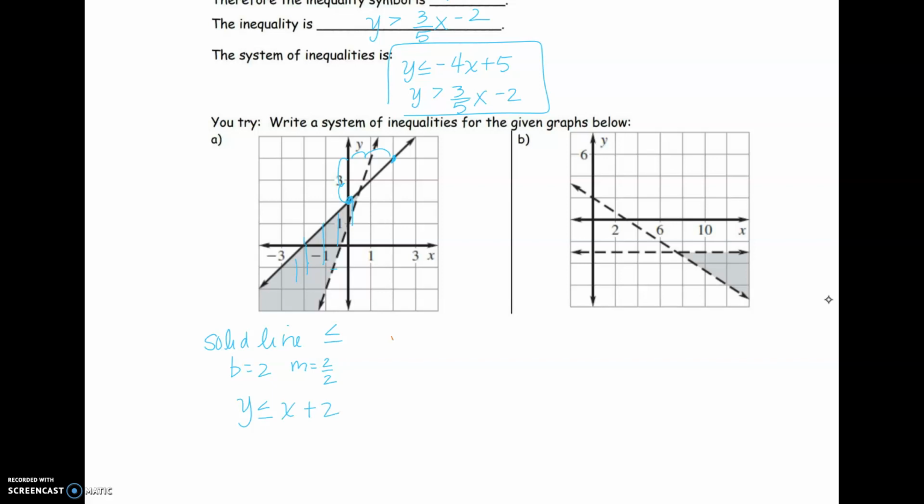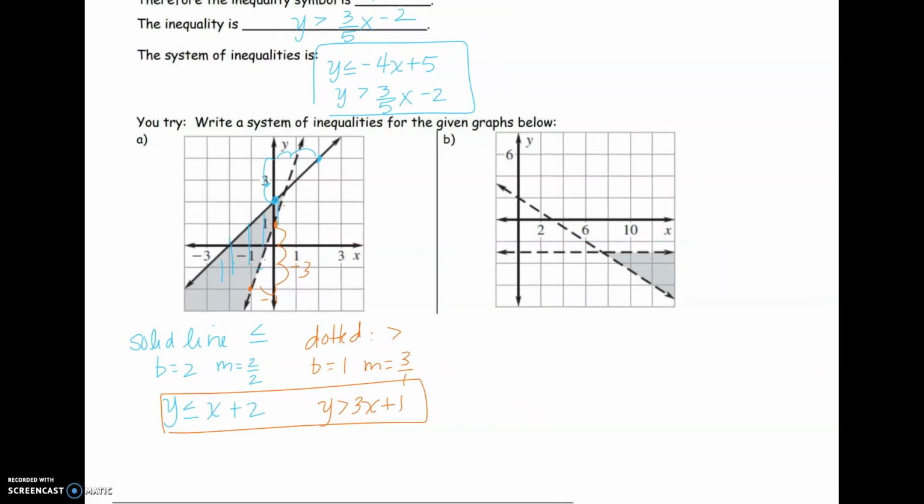All right, let's go to the dotted line. It's hitting at b equals 1. And let's see if we can do a point here. We're going to go down 1, 2, 3. That's negative. We're going to go left 1. That's negative. So my slope is a negative over a negative, which is a positive. It's a dotted line. And it looks like the values are getting larger now as I'm doing this dotted line where it's shading. So it's going to be greater than. So I have y is greater than 3x plus 1. This is your system.